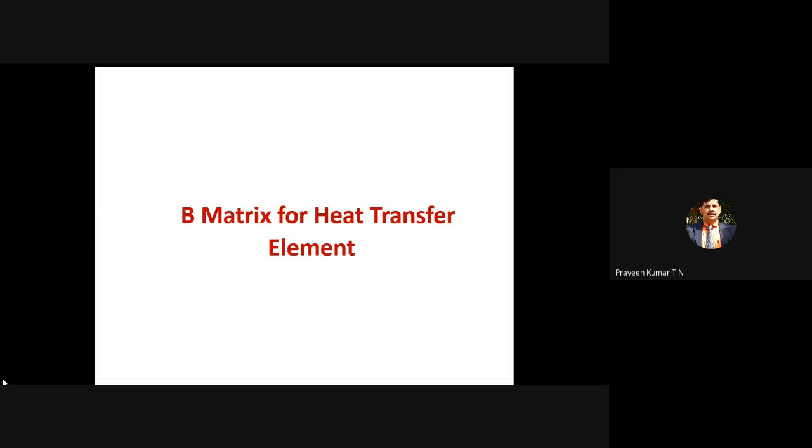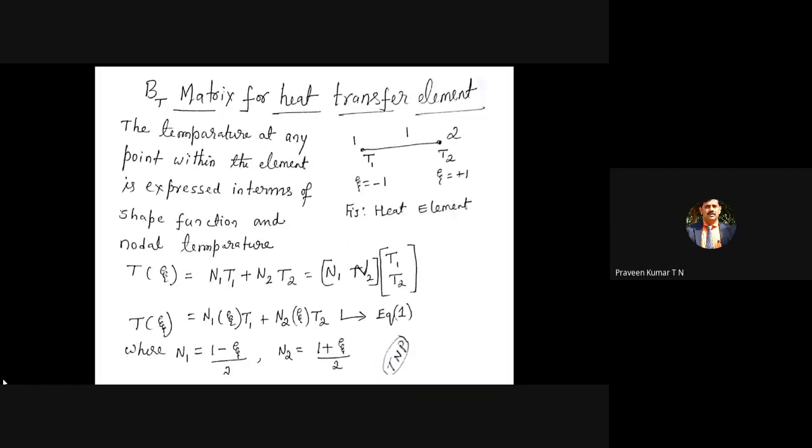In a similar way, we require BT, I'm putting subscript T. That is the B temperature matrix. It is related to thermal, that's why I'm putting B of T. B of T matrix for the heat transfer element. Again, the same things hold good. So at node 1, the temperature is T1.